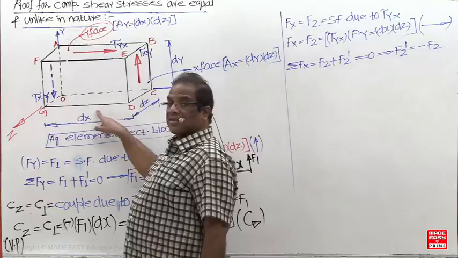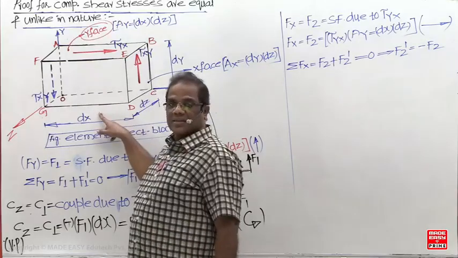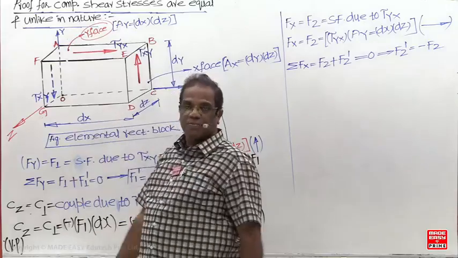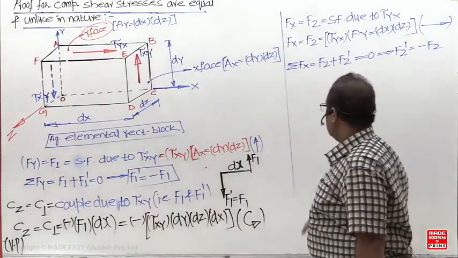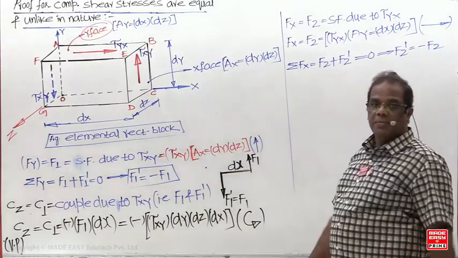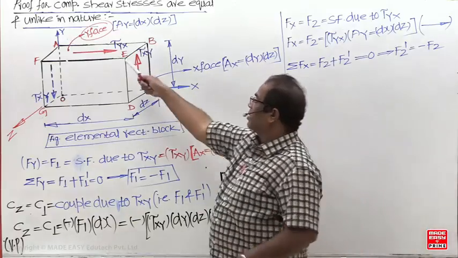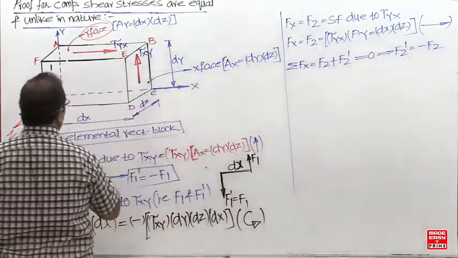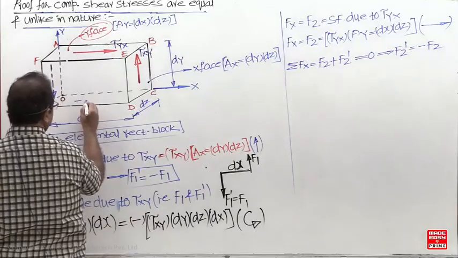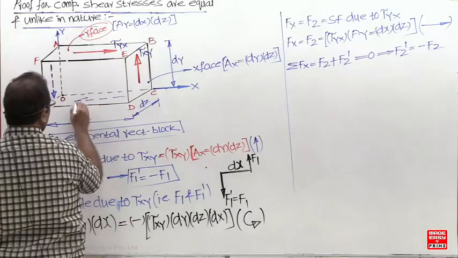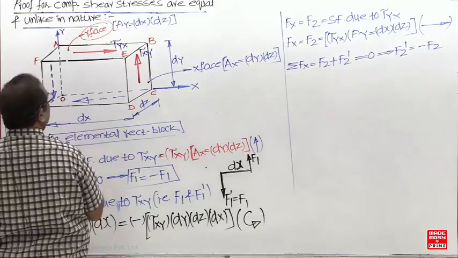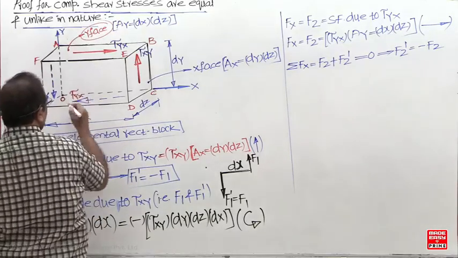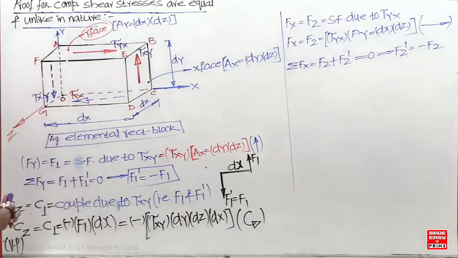But once again these two have the same area. This force and this force should be the same. F2 and F2 dash should be the same, but they are in opposite directions. Already the areas are the same, so once again the stress here should be the same. So this is tau yx, tau yx.